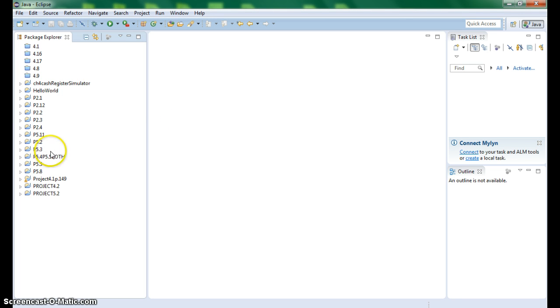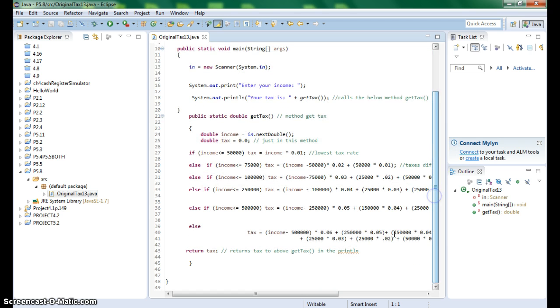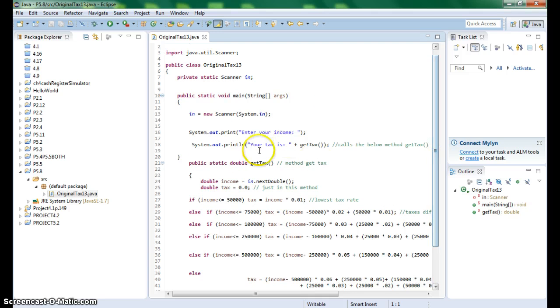The first one I'm going to do is 5.8, number 1 here, and it's the original tax one that's on page 188. I called it the original tax because it uses the original system. And let me show you a few things. I'm entering the income and then telling the tax, and so it's calling the get tax method, which is right here below.